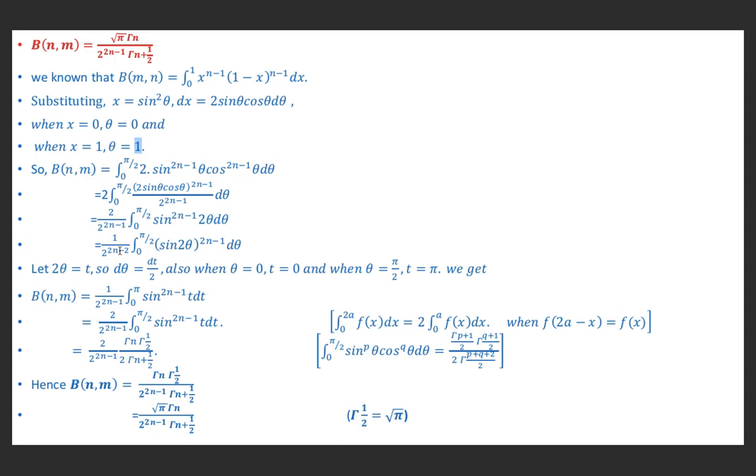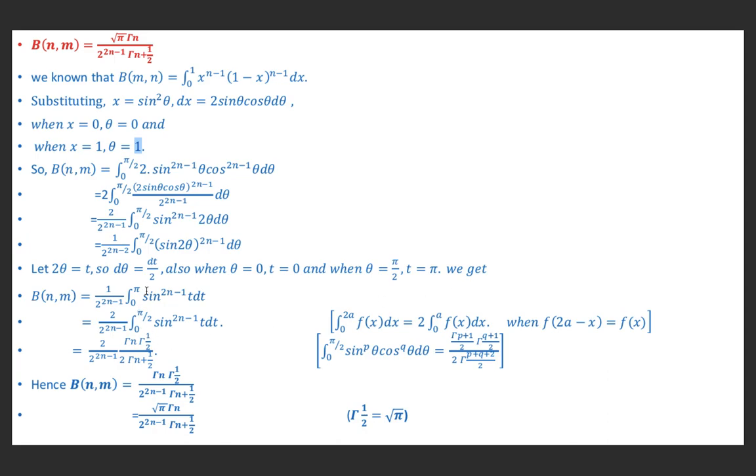By law of indices, if we substitute 2 theta equal to t, then 2 d theta equal to dt, meaning d theta equal to dt upon 2. Limits are from 0 to pi by 2. So if theta equal to 0, then t is 0. If theta equal to pi by 2, then t is pi. So limits here will be 0 to pi.